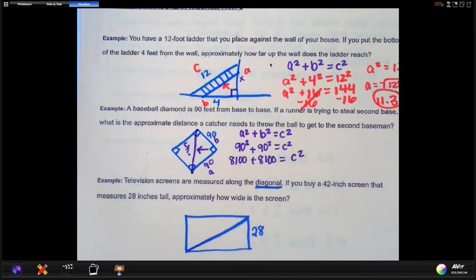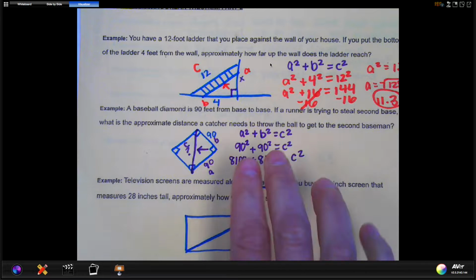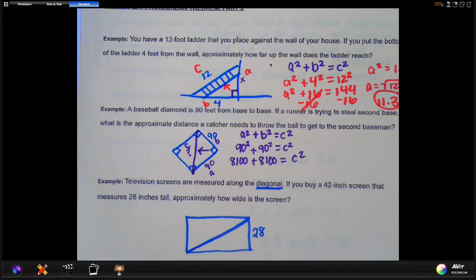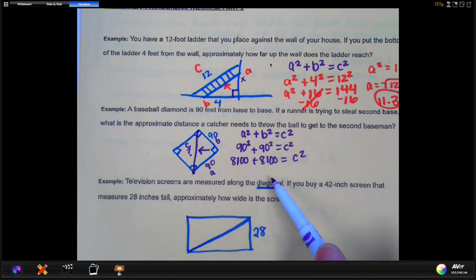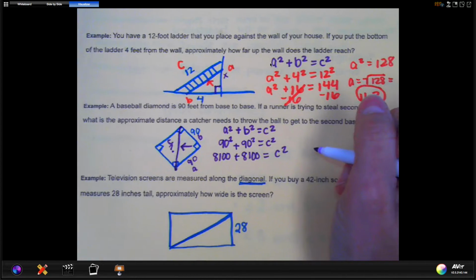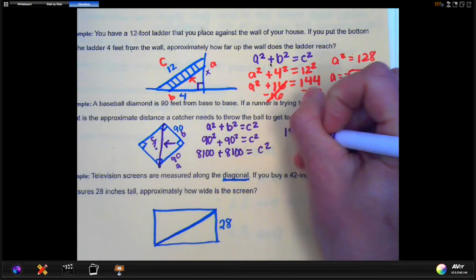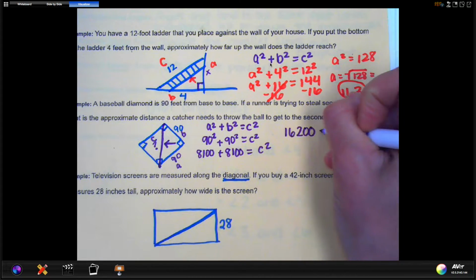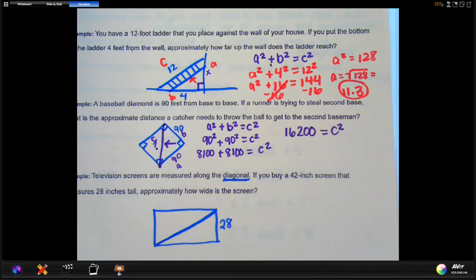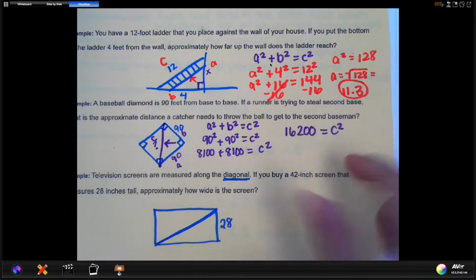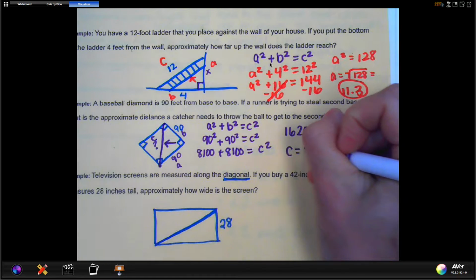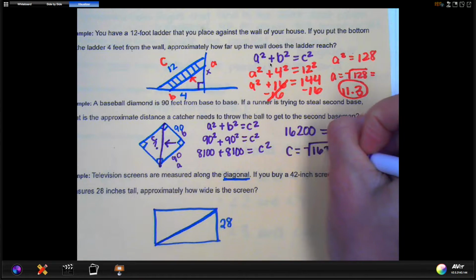Okay, now in this case, since we're trying to find C and these are both on the same side of the equal sign, we do not cancel them out, we add them together. So 8,100 plus 8,100, I'm going to do mine up over here because I ran out of space, is 16,200 equals C squared. And just like the last one, don't forget, we don't really want C squared, we want C. So to undo C squared, we will take the square root. So square root of 16,200.